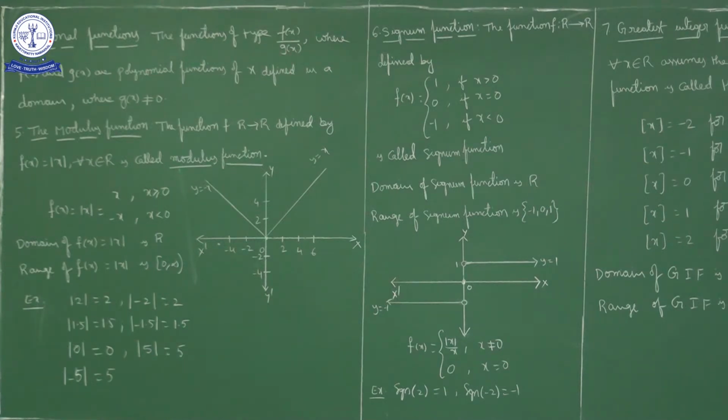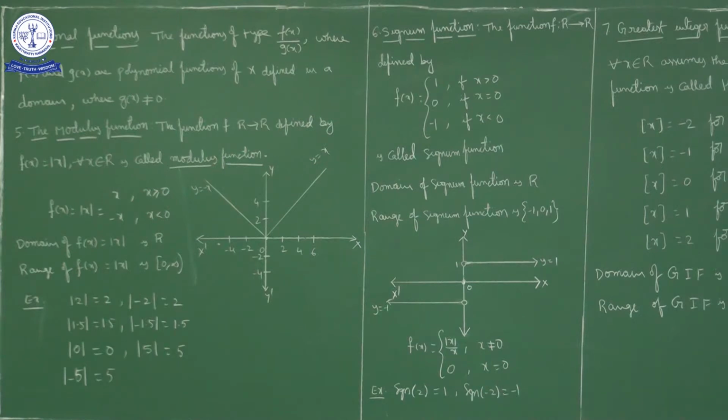Something like this: f of x is equal to x square plus 3x plus 2 upon x minus 1, for example. Rational functions are functions of the form f of x upon g of x, where f of x and g of x are polynomial functions of x, but g of x is not equal to 0. Next one is a modulus function. These are important: modulus function, signum function, greatest integer functions.